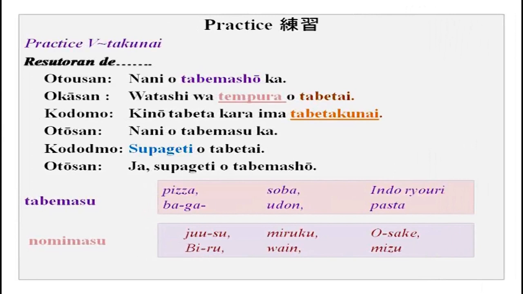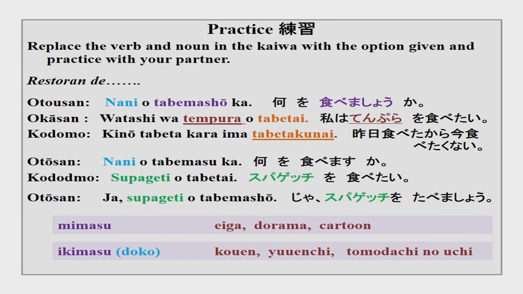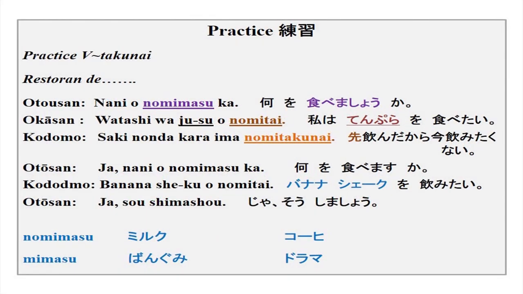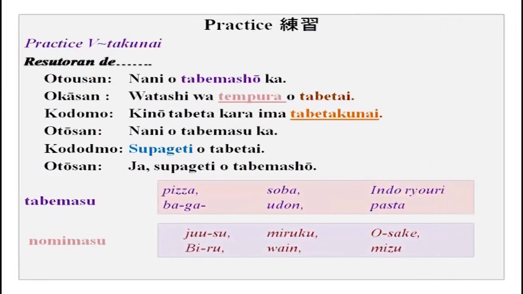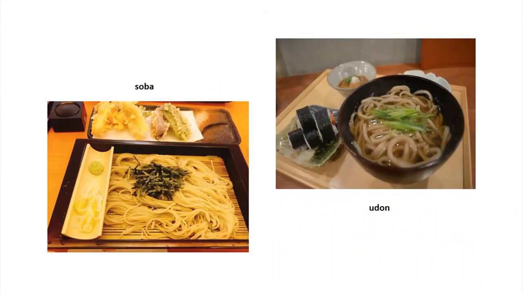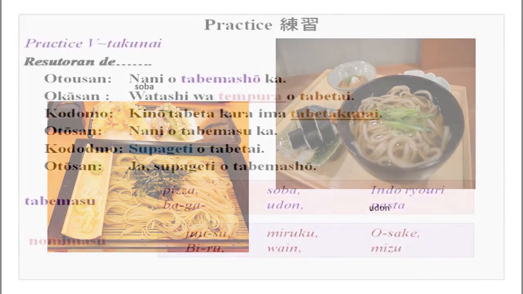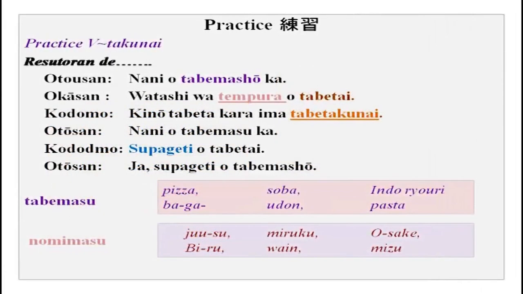So you can replace tabemasu with any other verb that you want. It could be a different situation completely. You could replace it with nomimasu and then have the conversation. Over here you could replace tempura with pizza, you could say soba, indoryori, burger or baga as it is said in Japanese, udon or pasta. Soba and udon are two Japanese dishes where soba is thin noodles and udon is very, very thick noodles in clear soup. And then you can have this conversation, practice it with your partner. It's a simple conversation, easy to do and learn.